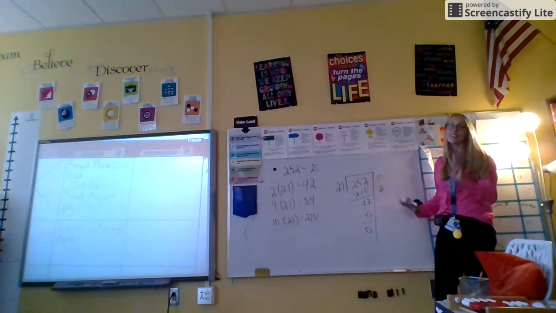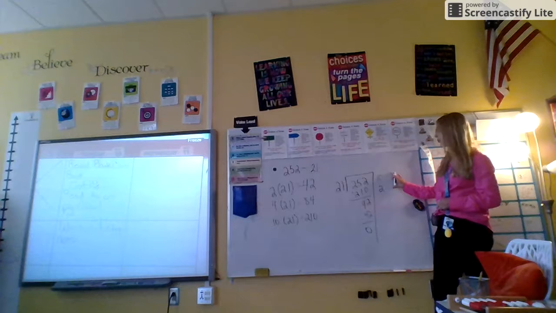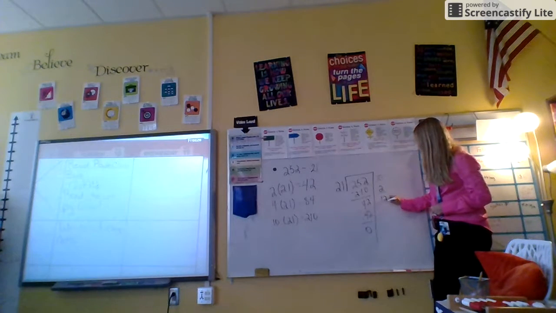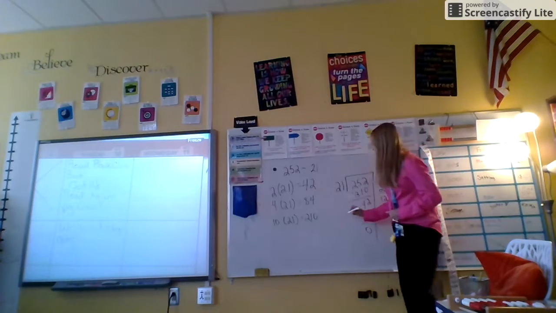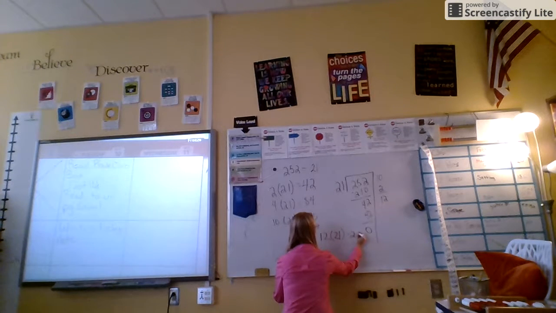Now, that's not the end though, because we have partial groups here. We need the total number of groups, so I'm going to add my 10 and 2 together to get 12 full groups. So 12 groups of 21 equals 252.